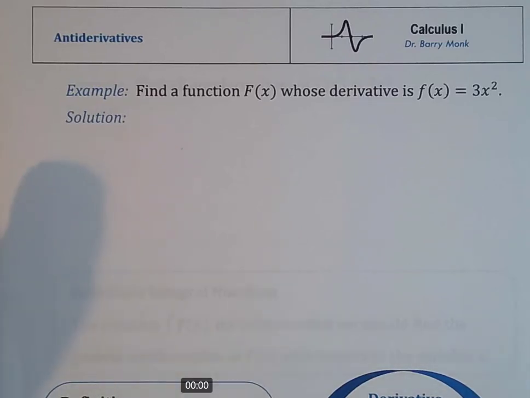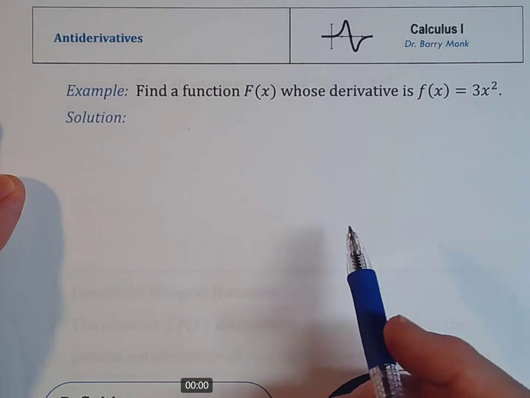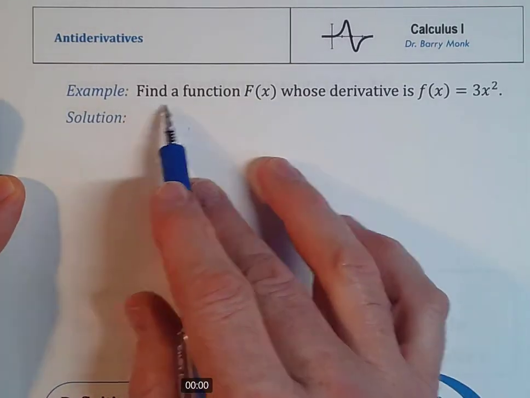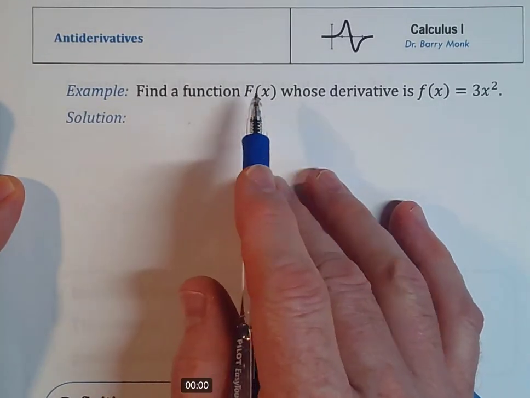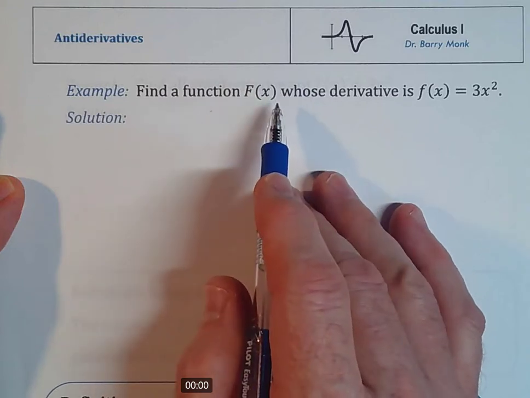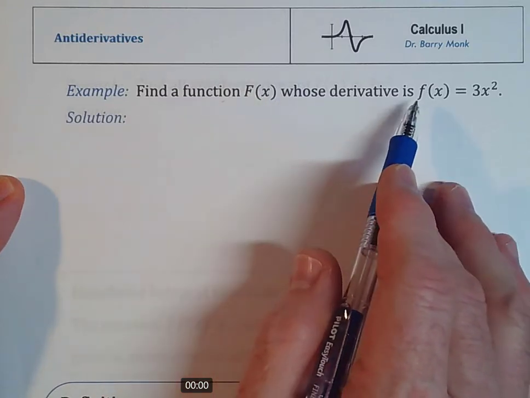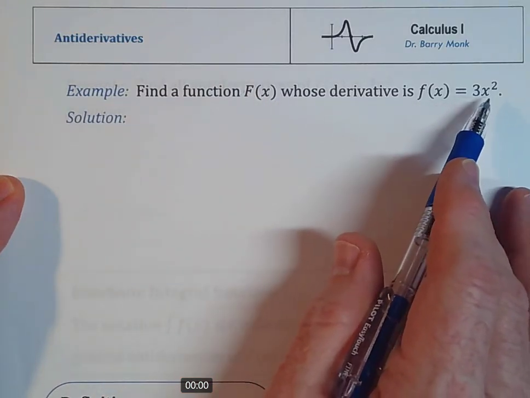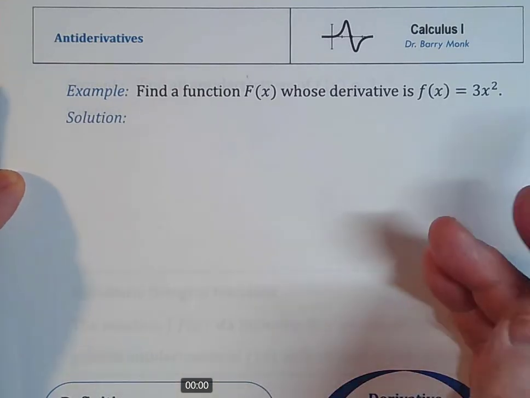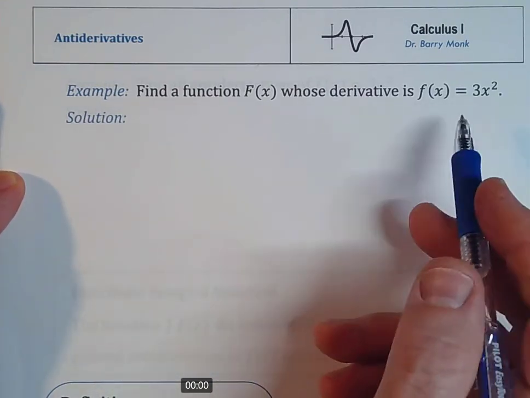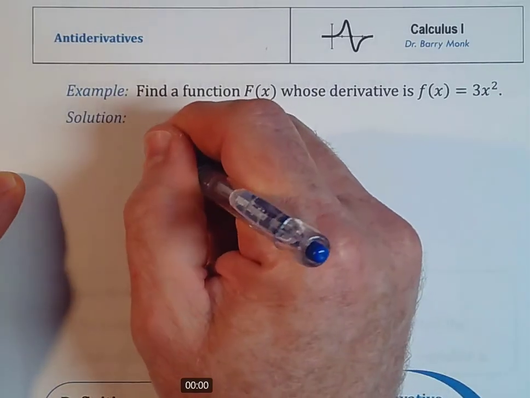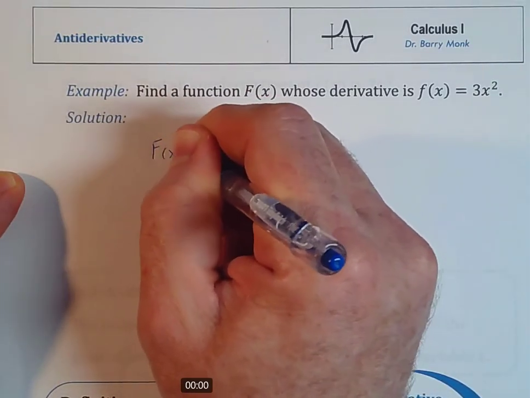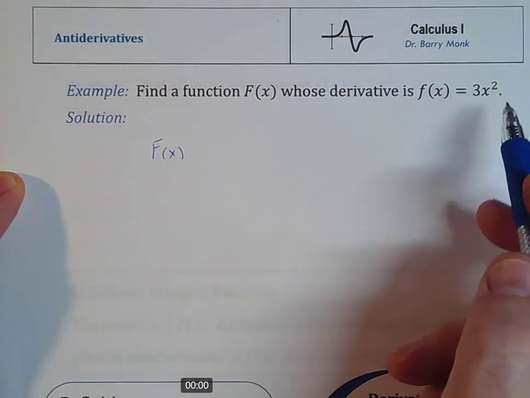Okay, so in this video, we're going to talk about something called an antiderivative. But let's just look at an example here. Suppose we want to find a function, capital F of x, whose derivative is f of x equals 3x squared. Now we've done derivatives enough that should be a fairly easy thing to do. The question is, what function do you take the derivative of to get 3x squared?